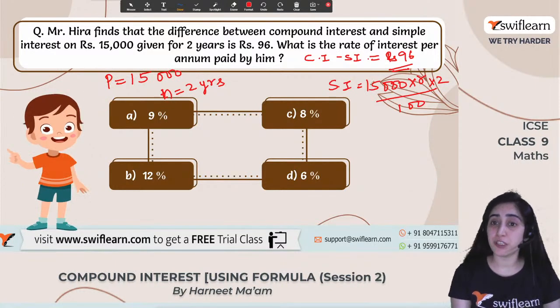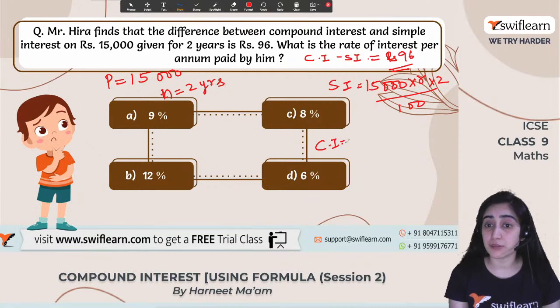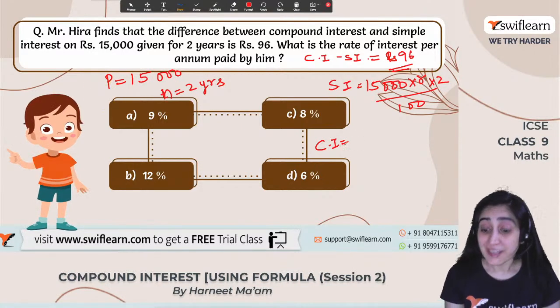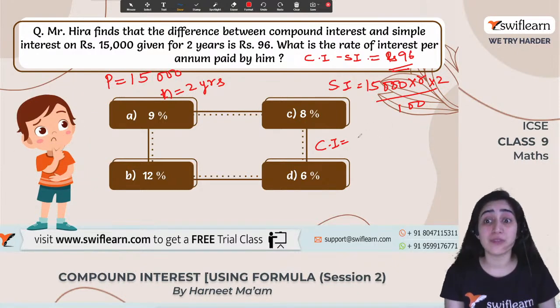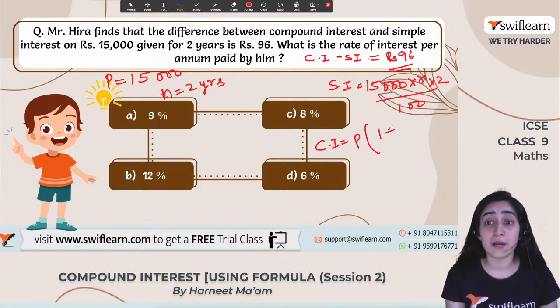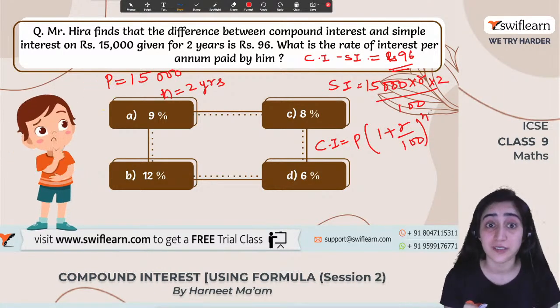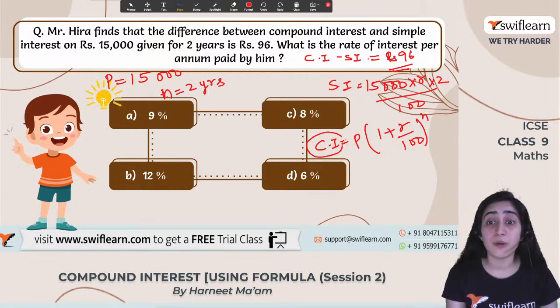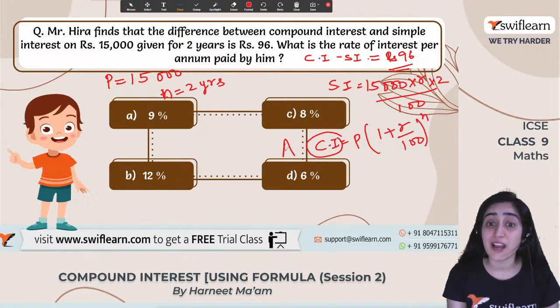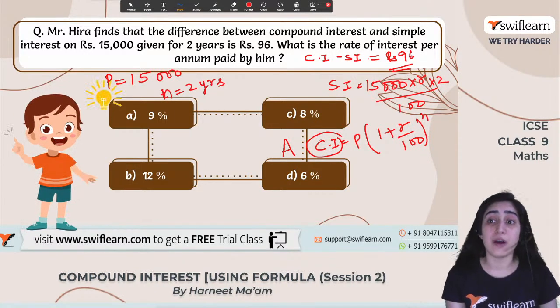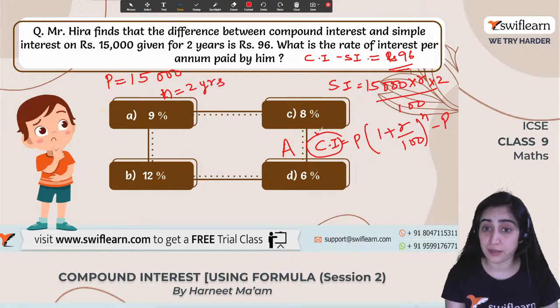Now what they want me to know is the compound interest. But do I know the compound interest? What's the formula? If you guys think that the compound interest formula is P(1 + R/100)^n, then guys, you are wrong. This is not the formula of compound interest. In fact, it's the formula for the amount. To calculate compound interest, you have to subtract the principal, right? So calculate this.